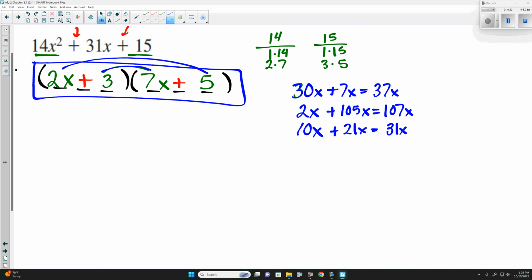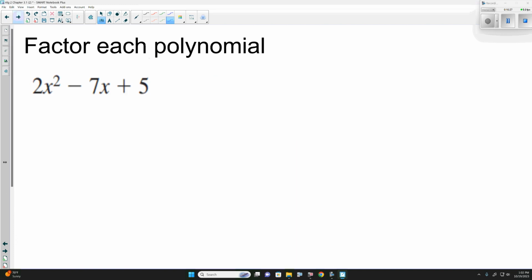Now, interestingly enough, you will get better at these the more that you do them, and you'll be able to start picking out which factors are more likely to work and which order is probably going to work best as you start seeing more of them. Questions on these so far?